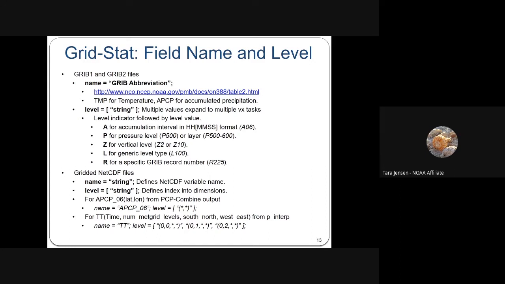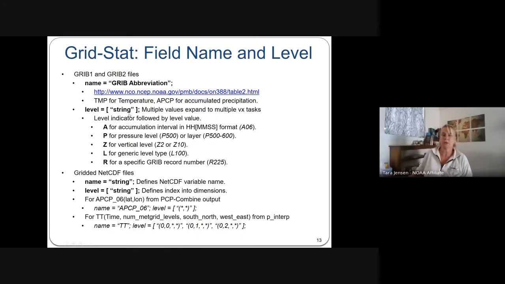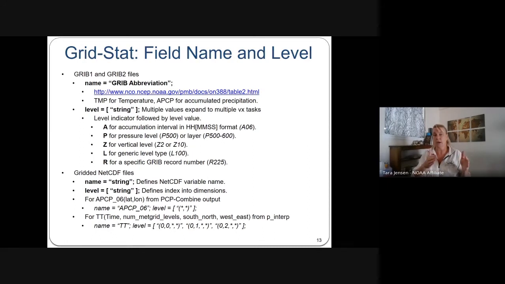Okay, going back to understanding the GRIB and netcdf naming convention just a little bit more. If you want to know what the GRIB abbreviations all stand for, here's a link to the table. We also have that available on the METplus website, as well as the MET website. Levels, there are several different levels. There's A, which stands for accumulation interval. So if your field can be accumulated, it would have A, and then possibly hour-hour, or hour-hour, minute-minute, or hour-hour, minute-minute, second-second. P stands for pressure level. So if you're looking at things on a pressure level, you can either look at it at a specific pressure level or through a layer. Z refers to a vertical layer. So that's more typically for like winds and temperature and so forth.